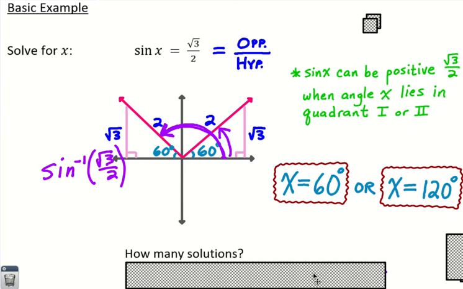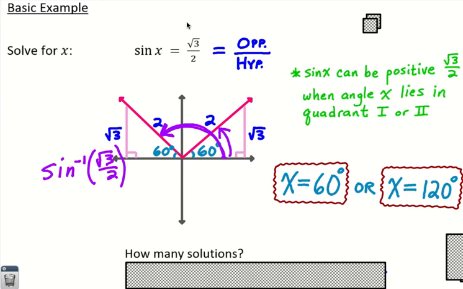How many solutions are there? Are there just two? Like, yes, if you did the sine of 60 degrees, you'd get root 3 over 2, right? And if you did the sine of 120 degrees, that would also get you root 3 over 2. Are there no other angles that the sine of it would be root 3 over 2? Think about it.